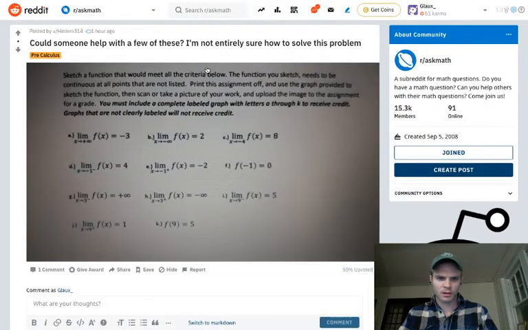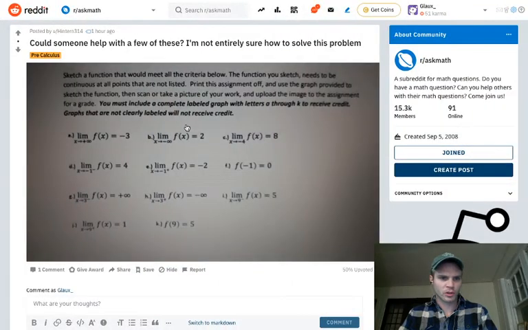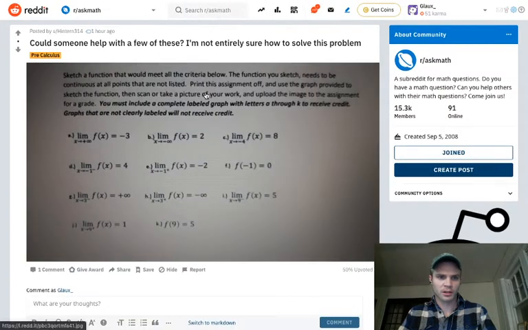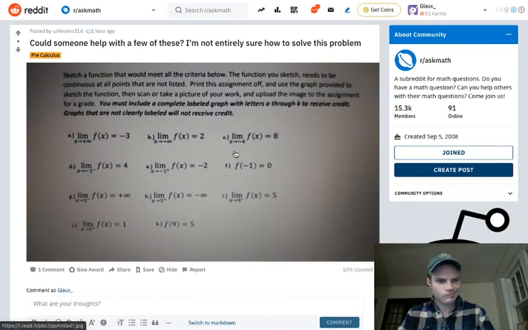And then boom, boom, boom, so -1 from the left goes to 4. So here's 4, so I'll do an open circle here. And so something should be coming into that. And then -1 from the right goes to -2. So that's going to be somewhere right here, and something goes in. Oh, wait, sorry. Right here. So something goes into that from the right. And then f of -1 equals 0.